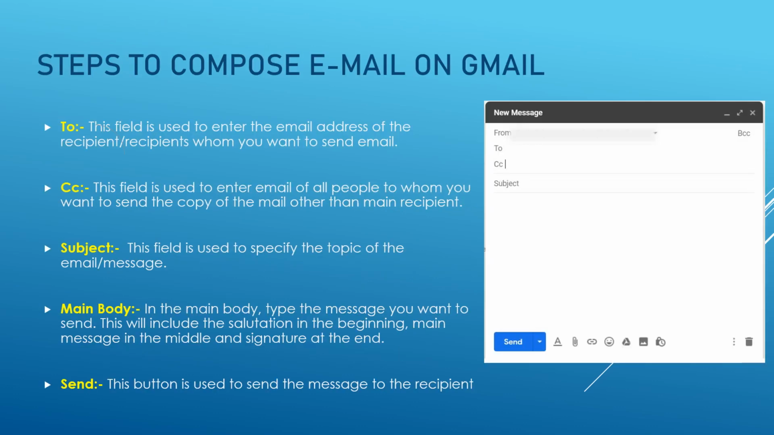Next are the steps to compose an email on Gmail. Here you can see in the picture the format of the email of the Gmail account. The first field is To. Here you have to enter the email address of the recipient to whom you want to send the mail. Next is the CC. This field is used to enter the email address of all people or the particular person to whom you want to send a copy of the email.